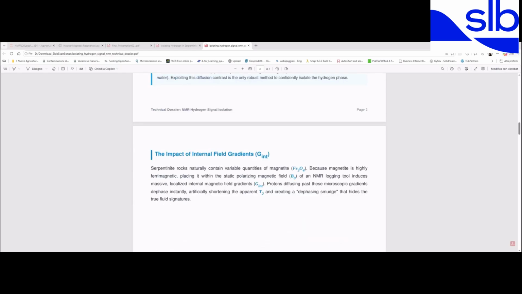The impact of internal field gradient. Serpentine rocks naturally contain a quantity of magnetite. Because magnetite is highly ferromagnetic, placing it in a static polarizing magnetic field from NMR logging tools induces massive localized internal magnetic gradients. The protons diffusing past these microscopic gradients dephase instantly, artificially shortening the apparent T2. The dephasing is a smudge that hides the fluid signature.